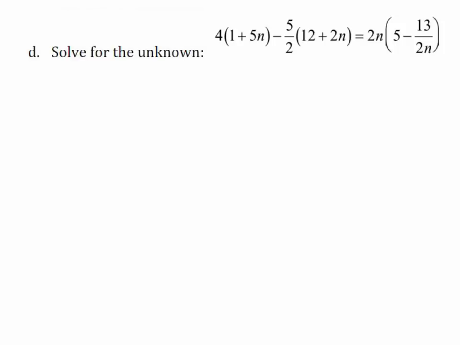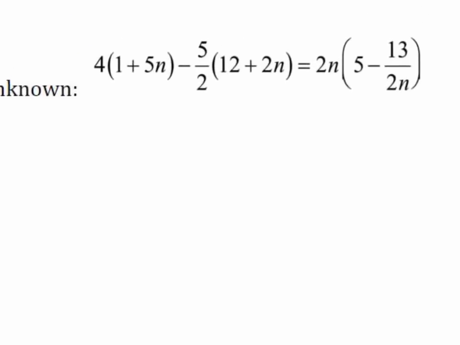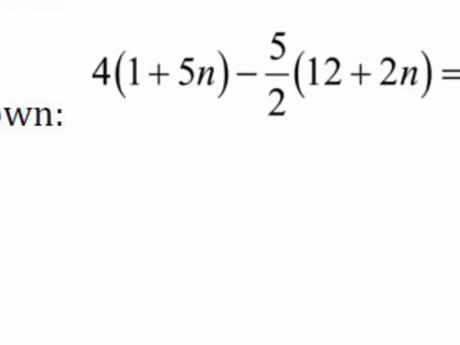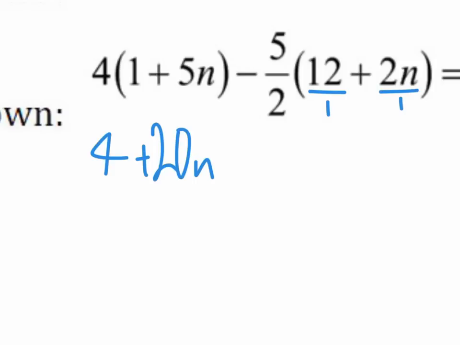This is going to be the last problem we work on in this video tutorial. Let's solve for n. Let's start with the left side. I know that we're going to be distributing 4 into 1 and positive 5n. And when we do, we're going to get 4 plus 20n. Great. And then we need to distribute negative 5 halves into 12. And what I'm going to do, because this makes my life a little bit easier, is I'm going to give these denominators of 1.